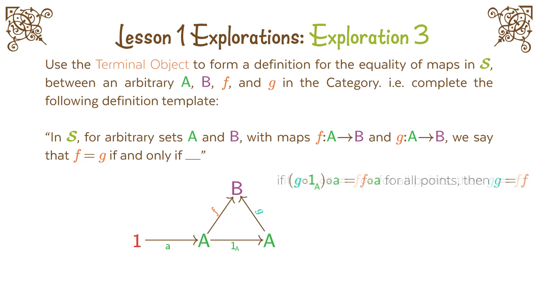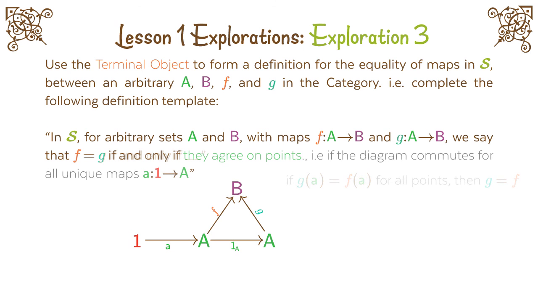Using associativity and the identity laws, we can conclude that if G following A is equal to F following A for all points, then G is equal to F. And since composition is evaluation in S, this becomes: if G of A is equal to F of A for all points, then G is equal to F.